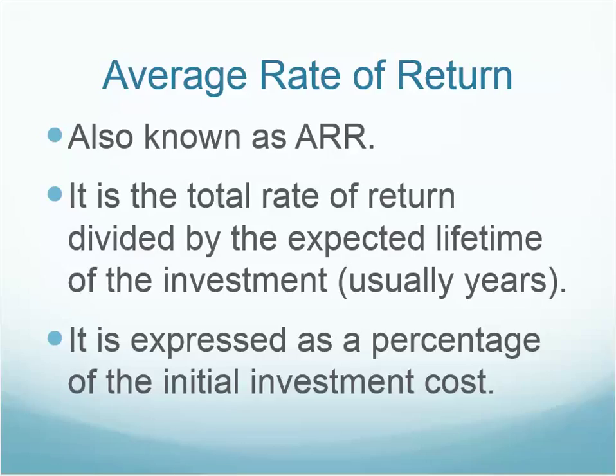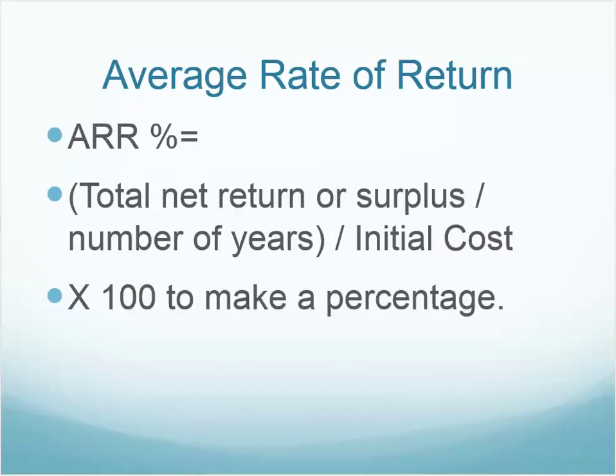This is obviously useful as it can be compared to things like inflation rates to see whether it's worth making the investment in the first place, and also it gives you an idea of what the expected return will be every year. So obviously it's got a formula with it, and the formula is the total net return or surplus divided by the number of years divided by the initial cost of the project times by 100 to turn it into a percentage.